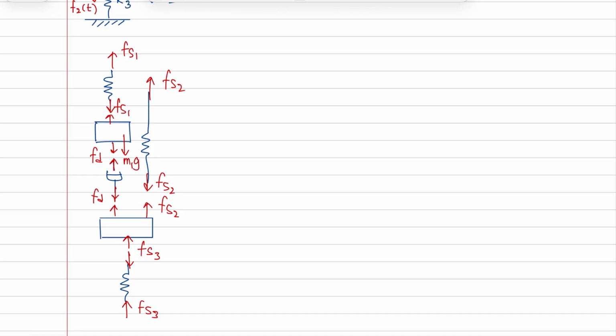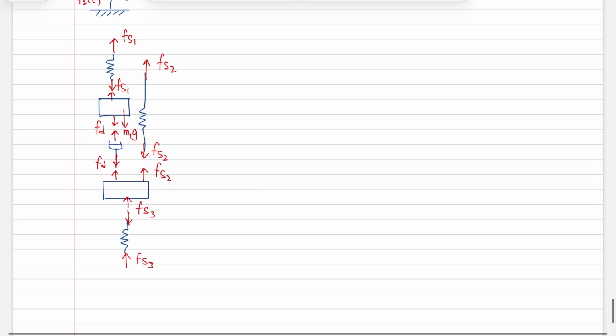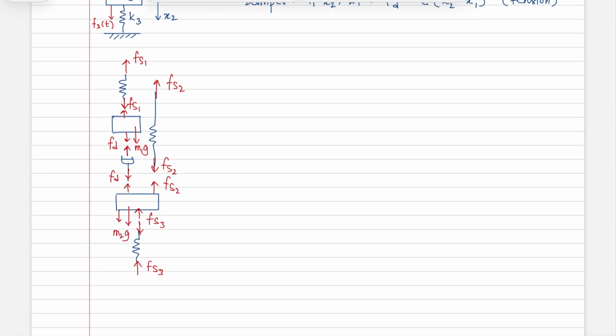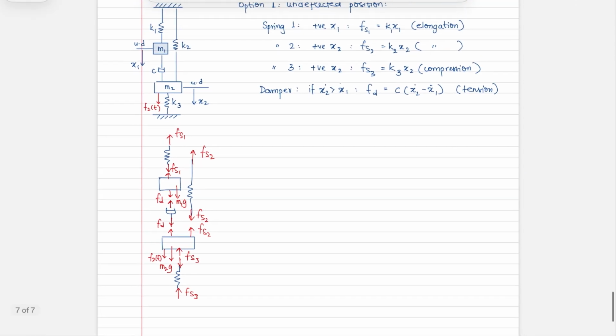This here is m1g. And you have here m2g. And you also have that F2 of t over there. Okay, are there any forces we're missing? We've accounted for this, this, this, this. We have the gravitational forces on both, and then we have the external force F2 of t. This here is a set of free body diagrams, and now let's draw the kinetic diagram.